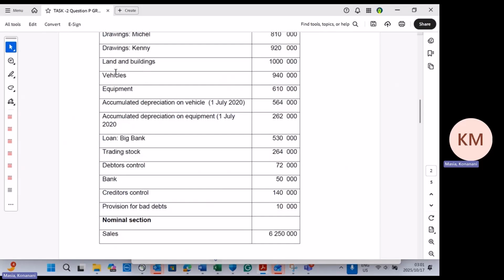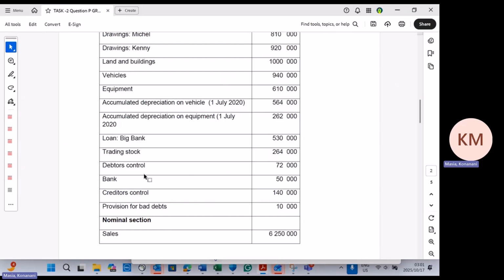As you can see, we've got the vehicle, we've got equipment, and then there's depreciation. Even though it's an accumulated depreciation, which we know is a balance sheet item, the depreciation that you calculate periodically, like for the year, needs to be accounted for in your income statement.